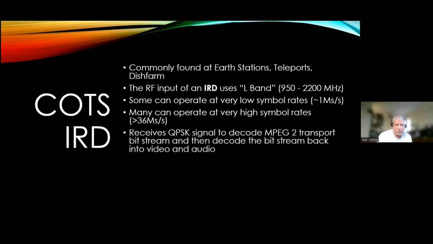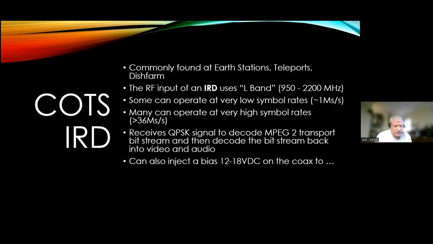It receives a QPSK signal to decode the MPEG-2 transport bit stream and then decode that stream back into video and audio. So it does two things. It receives L-band, listens for the transport stream that's being modulated in QPSK, pulls the MPEG-2 transport stream out, and then runs it through a decoder and gives you video output. That's why they call it an integrated receiver decoder.